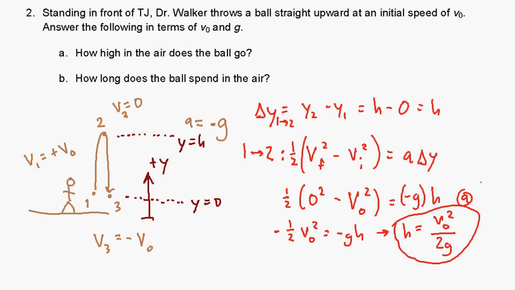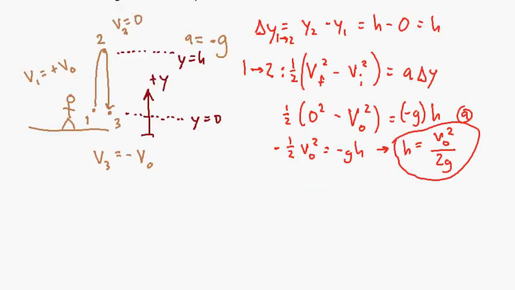Okay, and then for part B, how long does the ball spend in the air? There are probably a couple ways to do this. Let me see if I can scroll down just a tad. So how long does the ball spend in the air? If you know that it comes back down with the same speed that you left with, just in a different direction, so v3 is negative v naught, v1 is positive v naught.